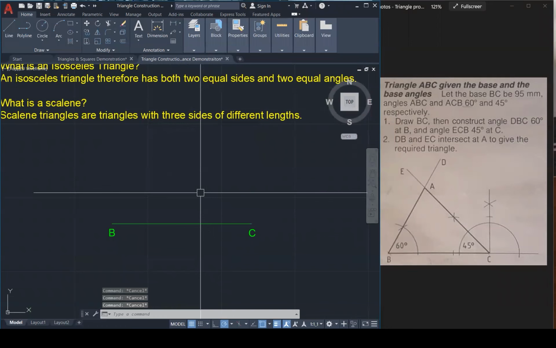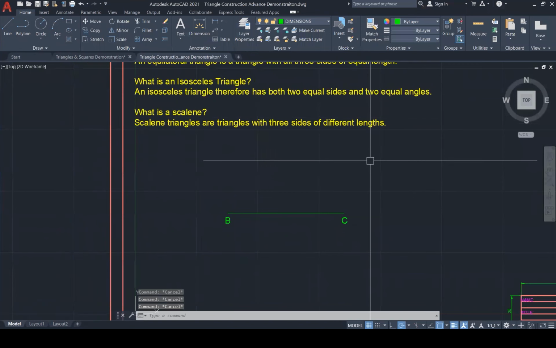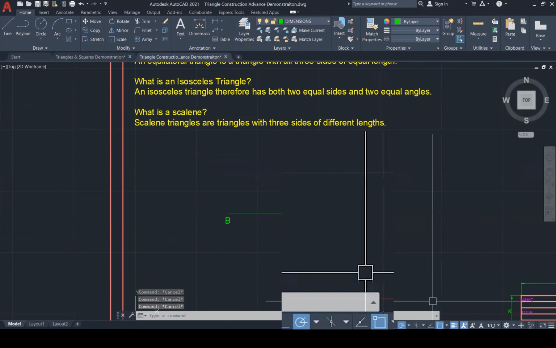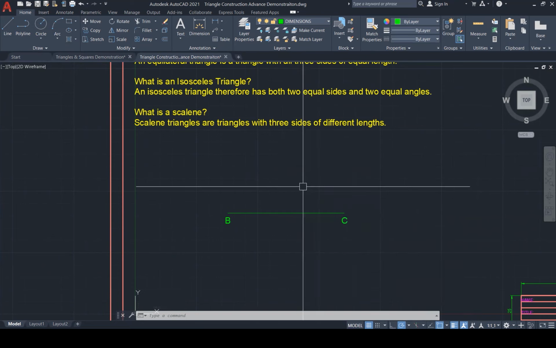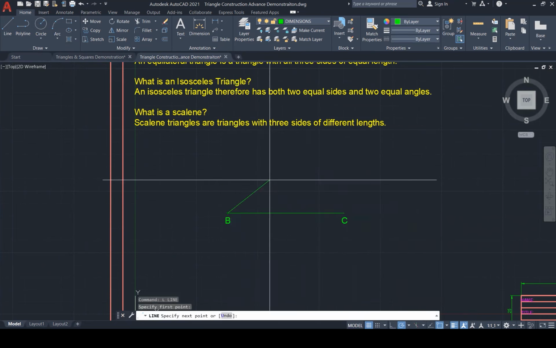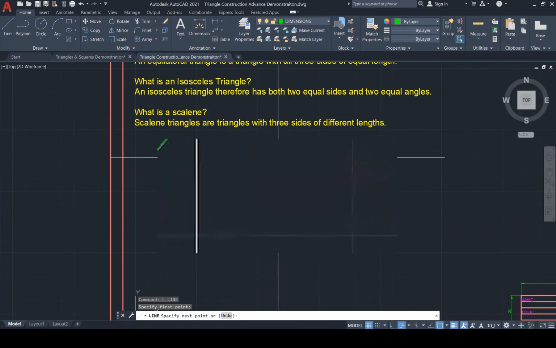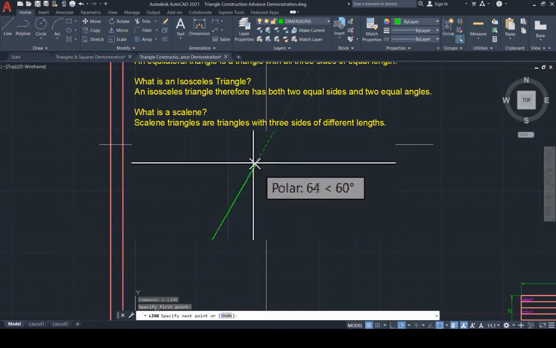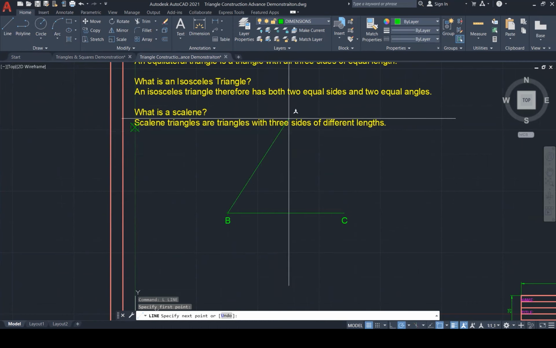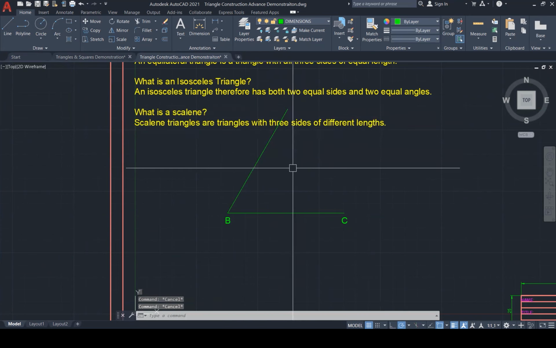Now at B, we're going to create 60 degrees. Let me maximize this to show you different ways to create this 60 degrees. You can come down here and set your polar tracking to 30, 60, 90, 120 degrees. Then you can come here, alpha line, and shift. That's at 30 degrees, so you don't want that. That's at 60 degrees, so that's what we want. While doing that, you can specify the distance that you want, or if you don't want a distance, you can just drag it right through 60 degrees. That's one way you can create your 60 degrees.